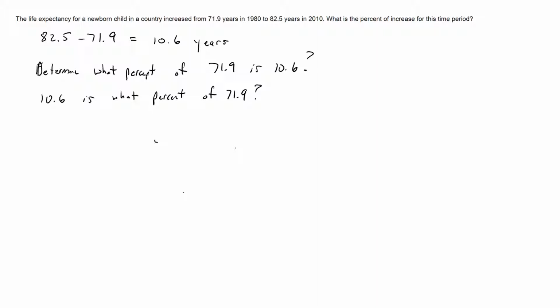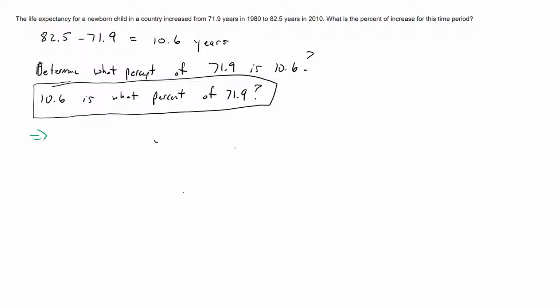So the life expectancy increased by 10.6 years, and we want to know what is that as a percent. So 10.6 is what percent of 71.9? We can rewrite that as an equation. So we have 10.6 is, that's where the equals goes. So 10.6 is, or is equal to. Whenever we see what percent, we can replace that with x over 100.